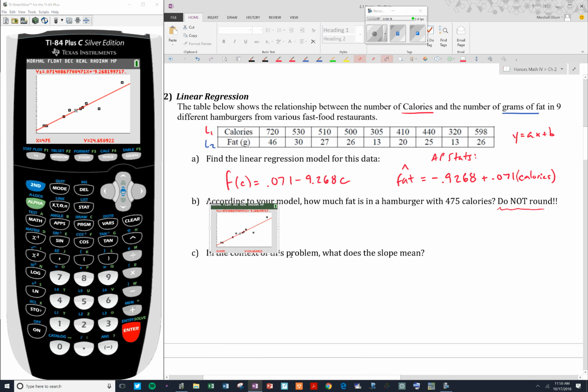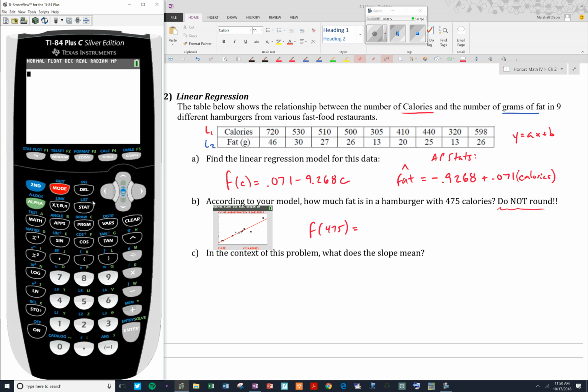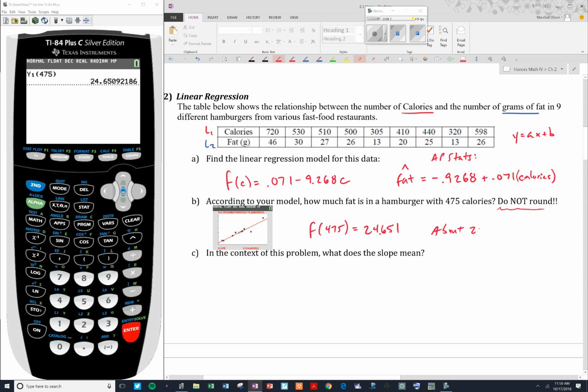Okay. Another way that you could answer this question is using that equation that you had as if it were a function, and find f of 475 just using your y sub 1 in your graphing calculator. So I'm going to second quit and get back to the home screen. I'm going to grab y sub 1, alpha trace, number 1 is y sub 1. And just like function notation, I'm going to tell it to put in 475 as an x value. And that's going to give me that same value of 24.651. So it's about 24.651 grams.